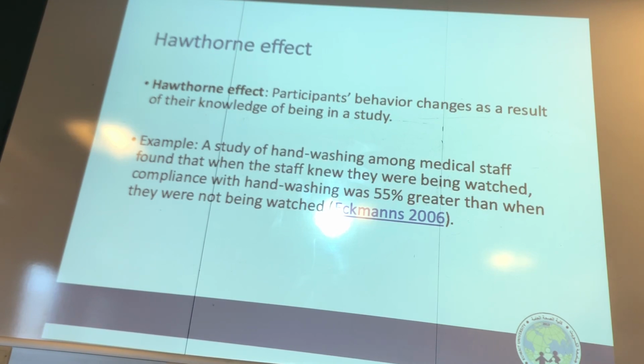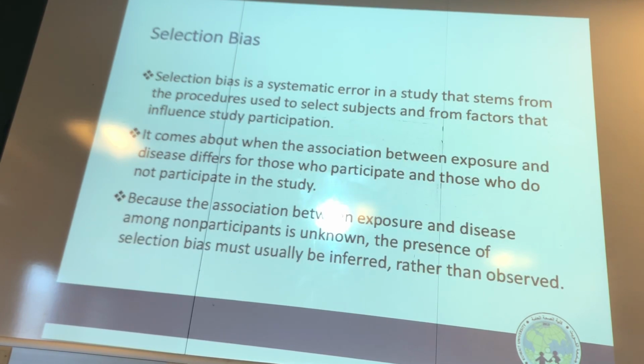So an example here, a study of hand wash among medical staff. I want to show you an example of each bias, and there will be a scenario like this in the exam, in which you will try to identify what type of bias this is. Among medical staff, it was found that when the staff knew that they were being watched, compliance with hand washing was 55% greater than when they were not being watched. So this is how it can really change.